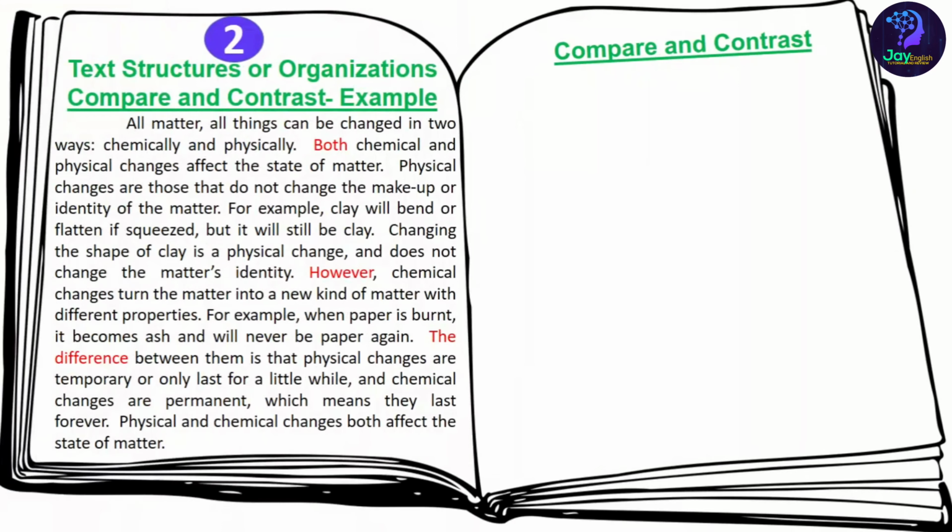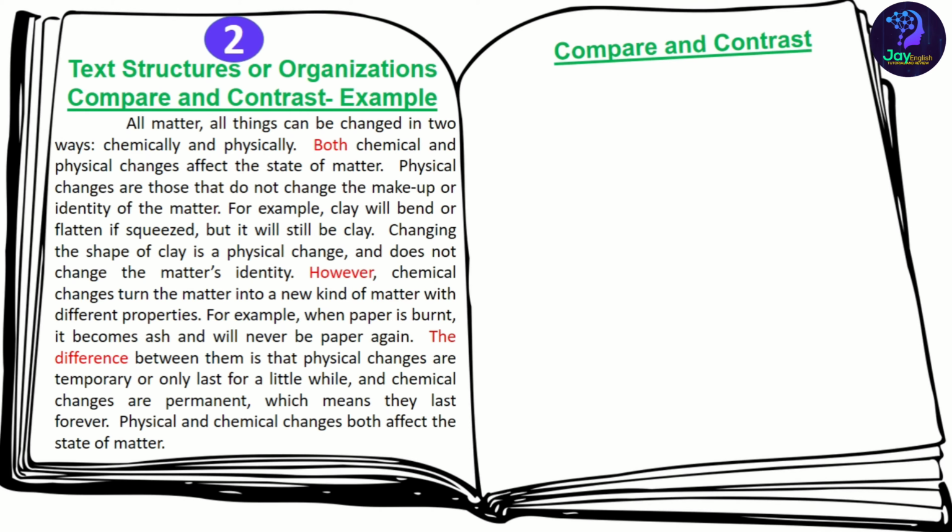Let's have another example. All matter, all things can be changed in two ways: chemically and physically. Both chemical and physical changes affect the state of matter. Physical changes are those that do not change the makeup or identity of the matter. For example, clay will bend or flatten if squeezed, but it will still be clay. Changing the shape of clay is a physical change and does not change the matter's identity.